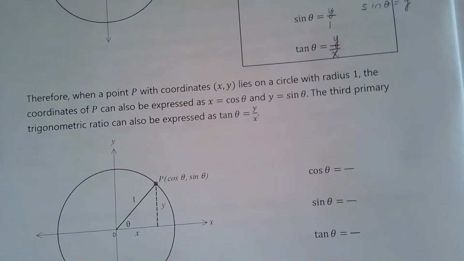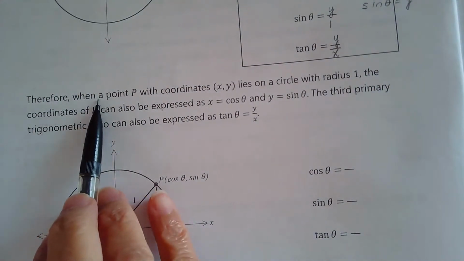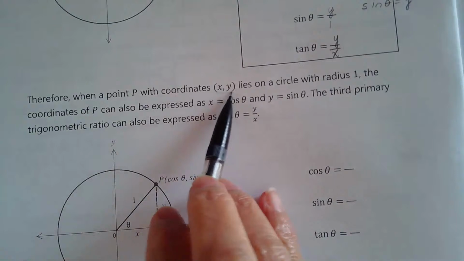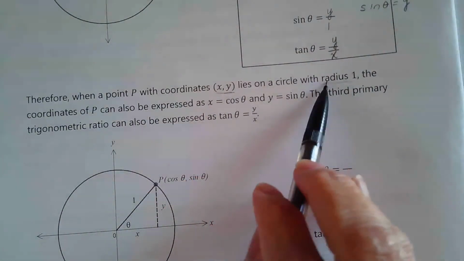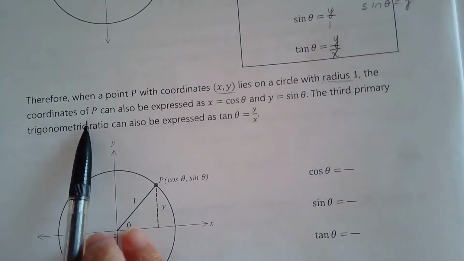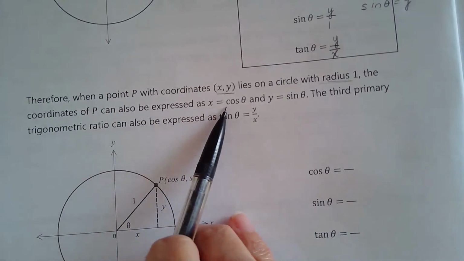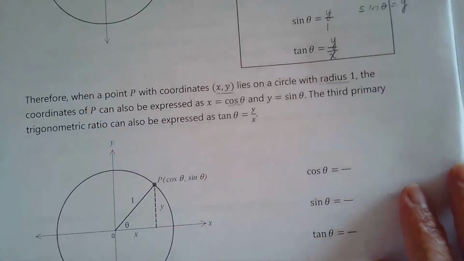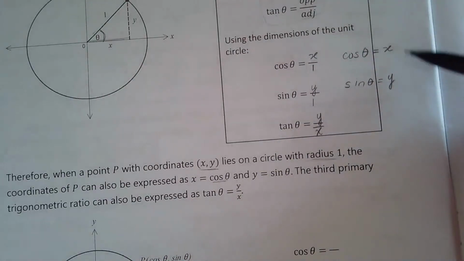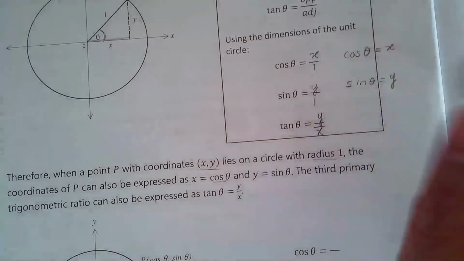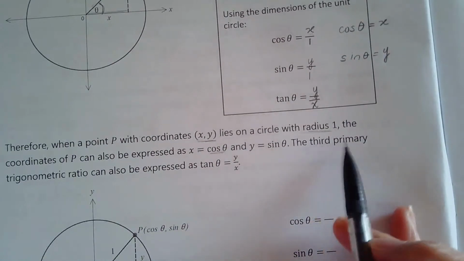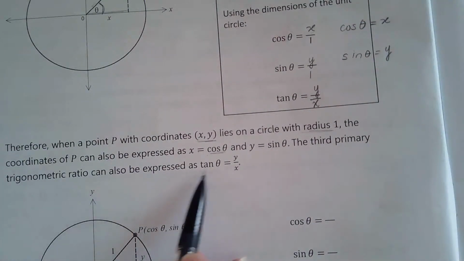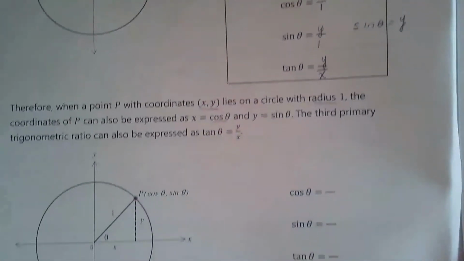Now, let's continue on. Therefore, when a point P with coordinates (x, y) lies on a circle with radius 1, the coordinates of P can also be expressed as x equals cos theta and y equals sine theta. So it's basically the same thing as what we wrote up here. It's just that they flip those two around. And the third primary trigonometric ratio can be expressed as tan theta equals y over x, which we already stated there.